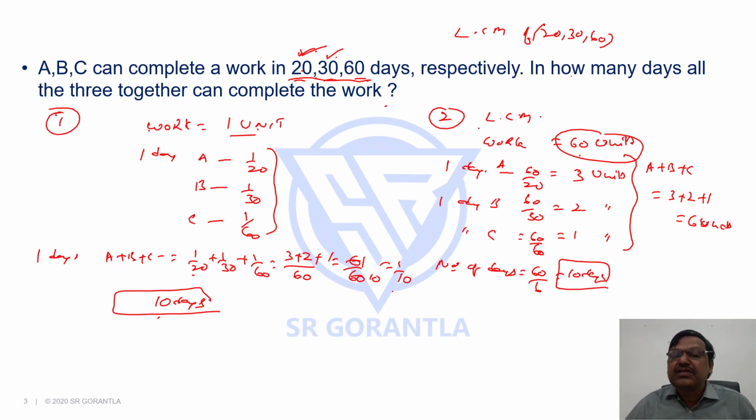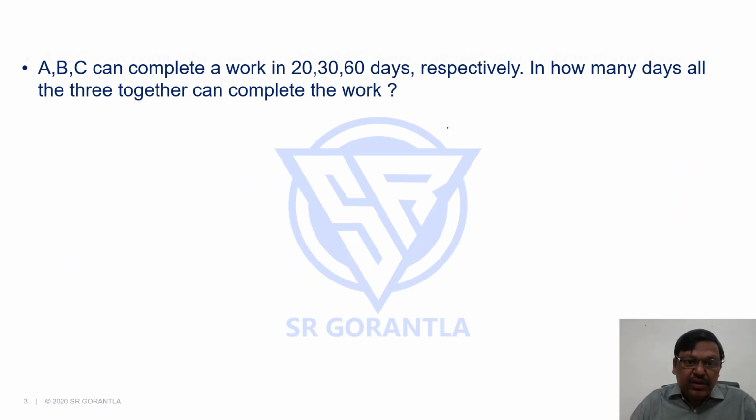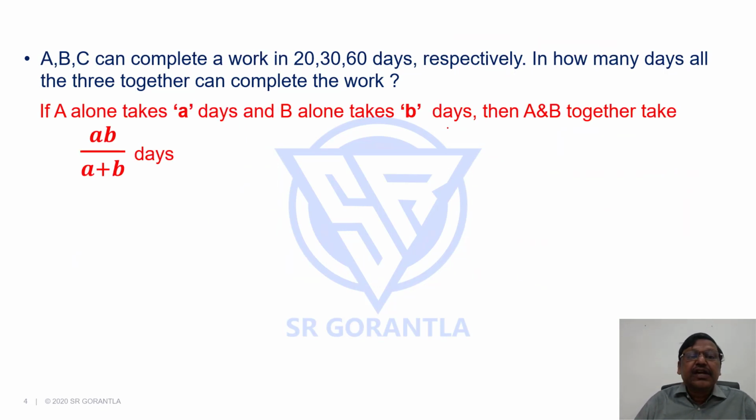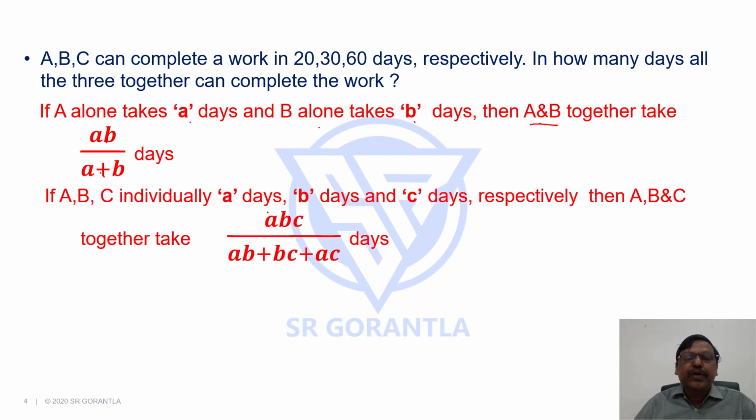This is the unitary method, this is the LCM method. Then there is a formula that we can use. That formula is like this. If A alone takes A days, B alone takes B days, A and B together take how many days? That is, if two people are working together, they take AB by A plus B days. But now we have three people. If A takes A days, B takes B days, C takes C days, then A, B, C together take ABC by AB plus BC plus AC days.